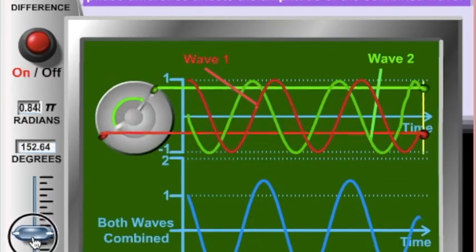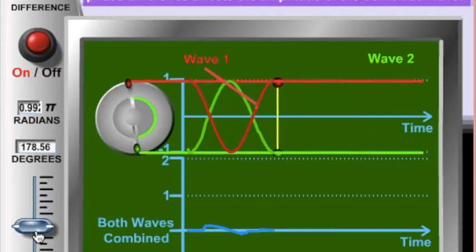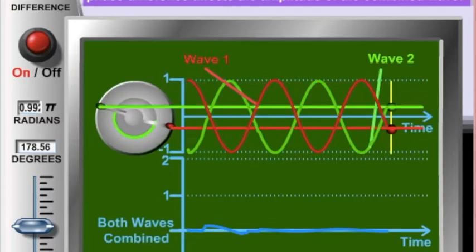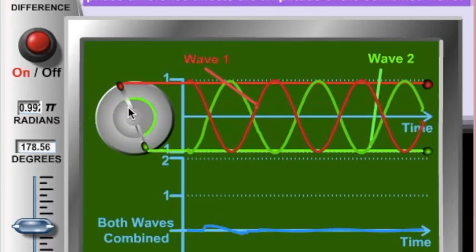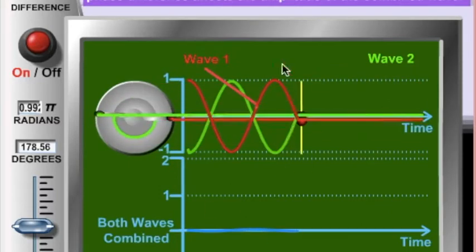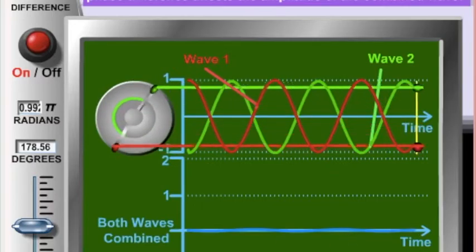Now if we go up to 180, what happens? This is what we call completely out of phase. When you add the two waves together, they cancel each other out at every single point on the wave, so the result is no wave.